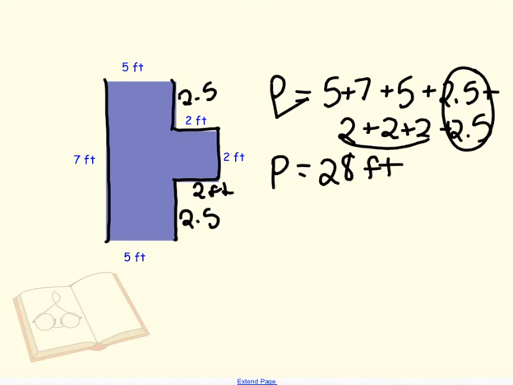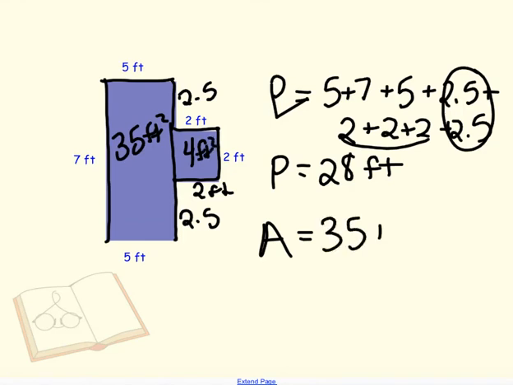Okay, now let's look at the area. A little bit more confusing, but definitely possible. I'm going to split this up into two different shapes, two rectangles that help me out. If we look, this big rectangle is just 5 times 7, it's 35 feet squared. And this little part is 2 by 2, which is 4 feet squared. So if we add it together, we get 35 plus 4, which is 39 feet squared.